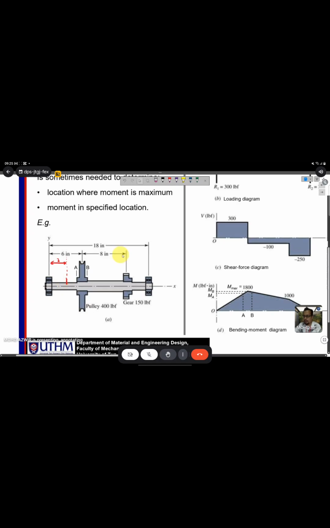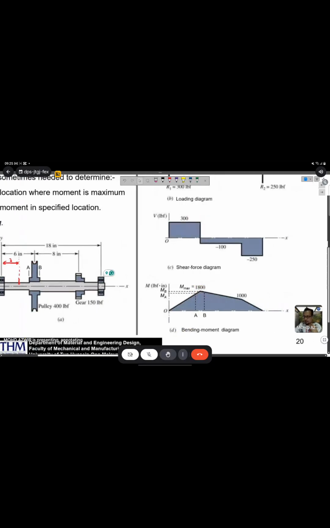Okay, so you can calculate. We have force 300 and minus 300 times 3. 300 times 3, you get 900 at the middle here. And then at the maximum here, which is 6 inch, 300 times 6, you can get 1,800. So this is the maximum value, 1,800. Okay, and then for the point here at the gear, this one is 8 inch.